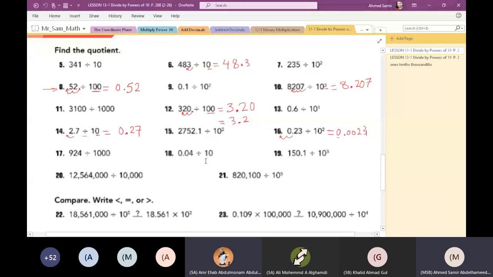All right, Amr Ihab. Let's see here, number 18. We have 4 hundredths divided by 10. So we are having here 1, 0. So we're moving this point how many digits to the left? 1. Yeah, so the answer would be 0.004. All right. So the answer is 4 thousandths.